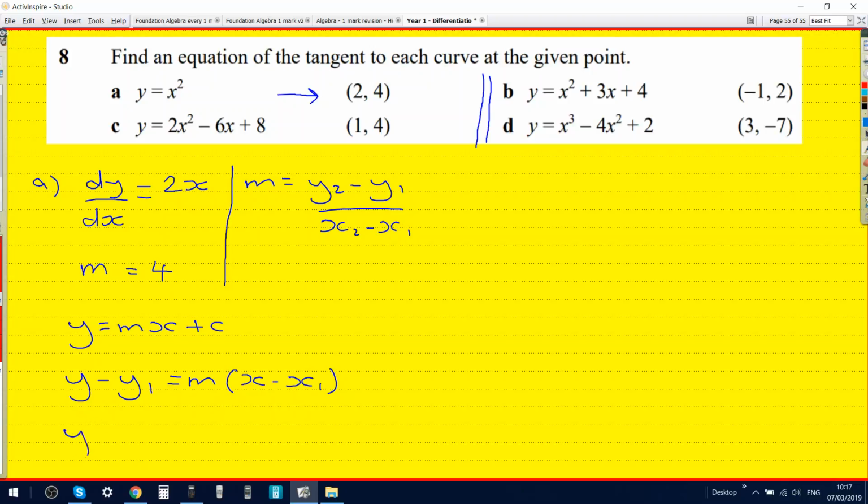So y minus 4 equals 4 brackets x minus 2. And that's your answer. It's an equation. It has y, it has x. That's it. B.